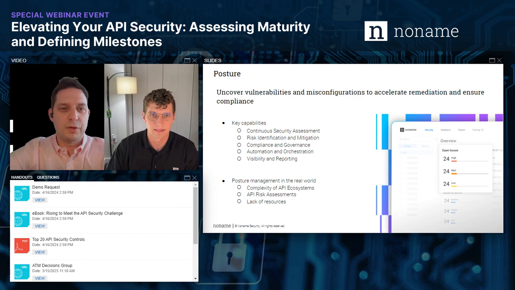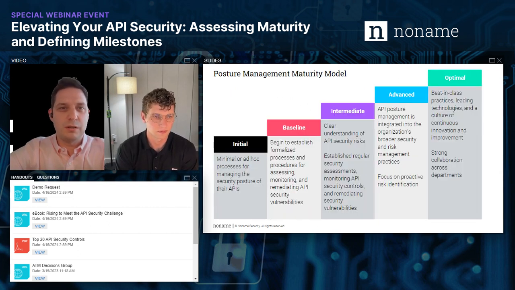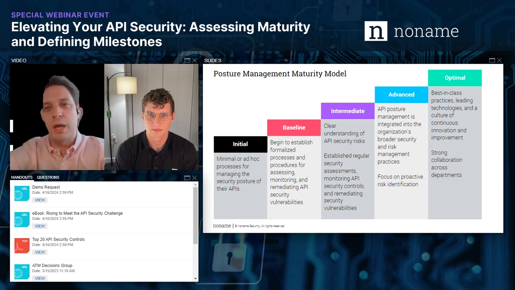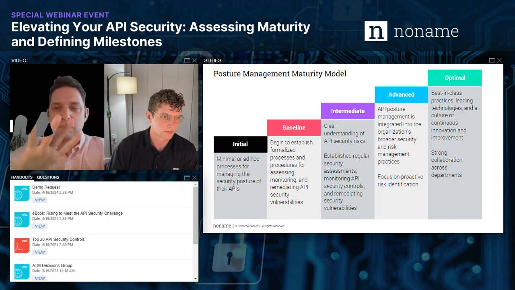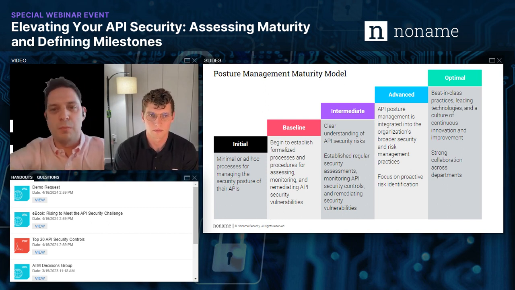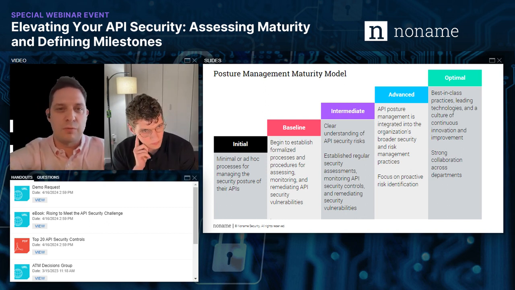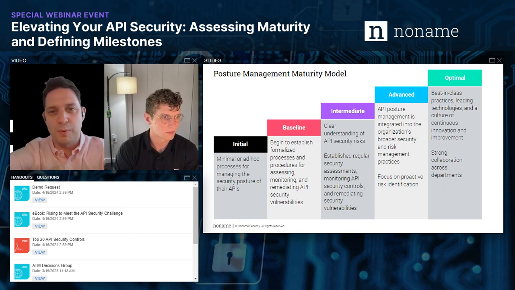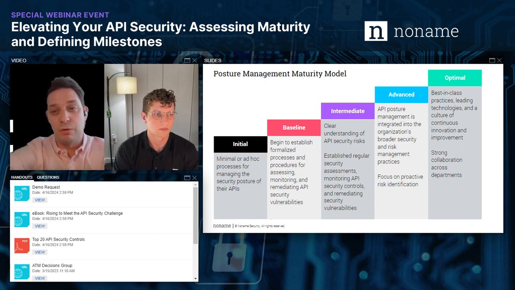All right, very good. So I think we should discuss the different maturity levels for API posture management. So again, as before, 5 stages, five levels. Initial level, again, minimal ad hoc processes for managing posture of APIs. Efforts are mostly reactive and implemented on an as needed basis in response to a security incident or if you have a compliance requirement.